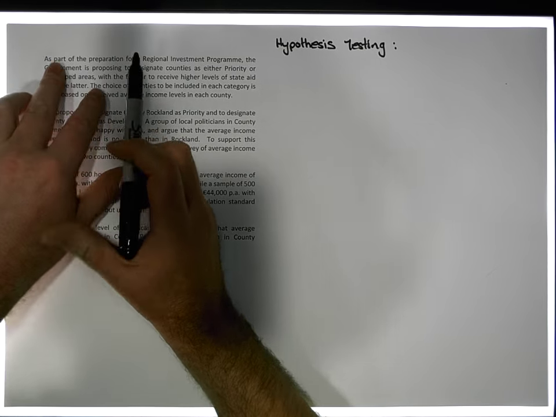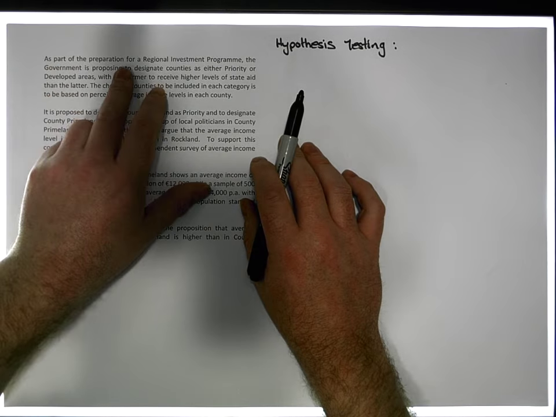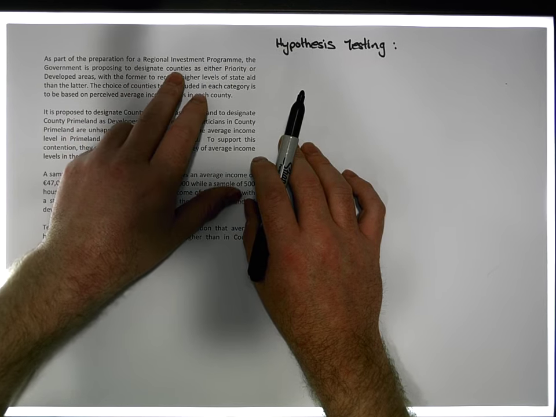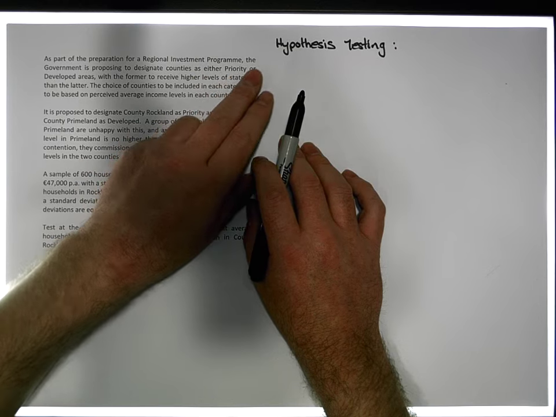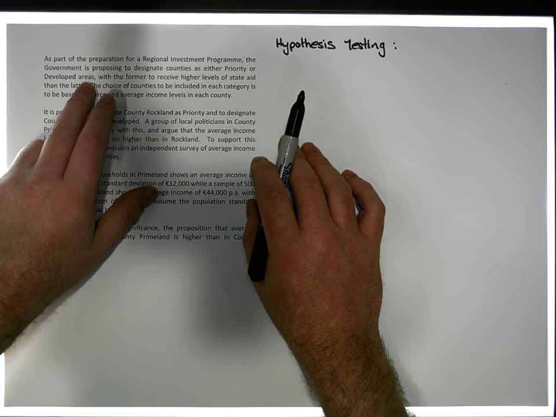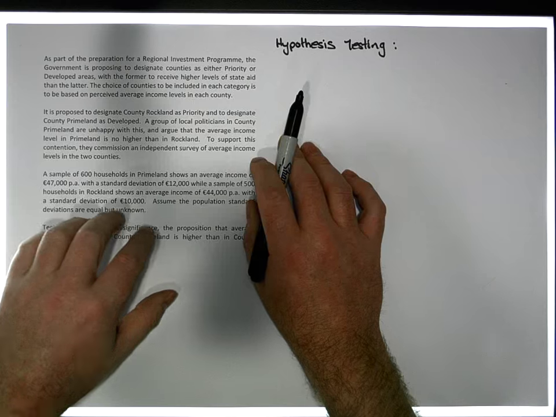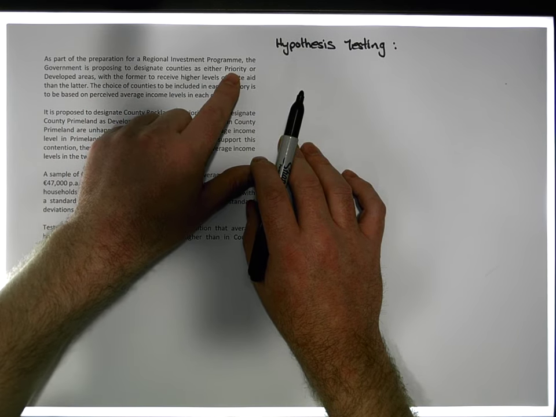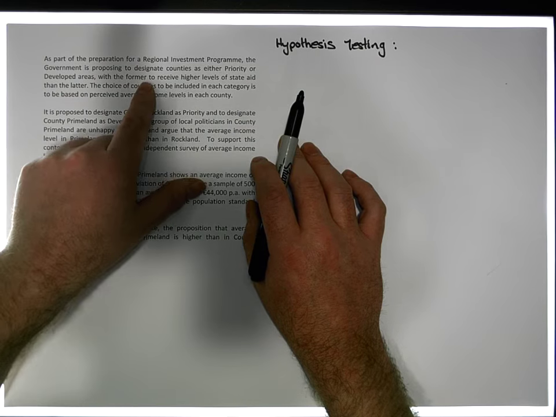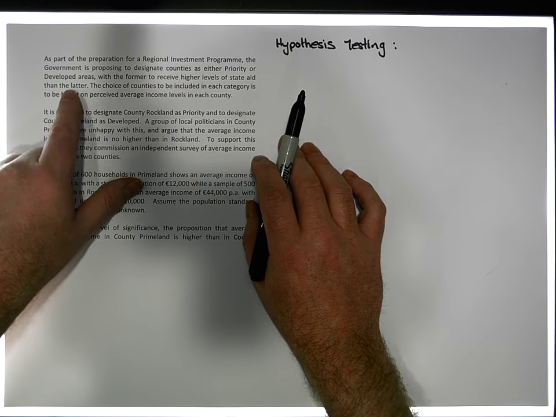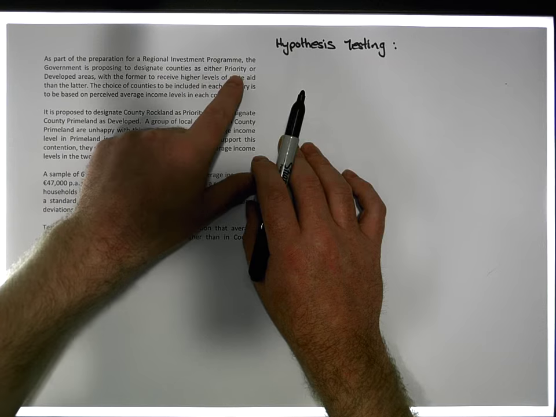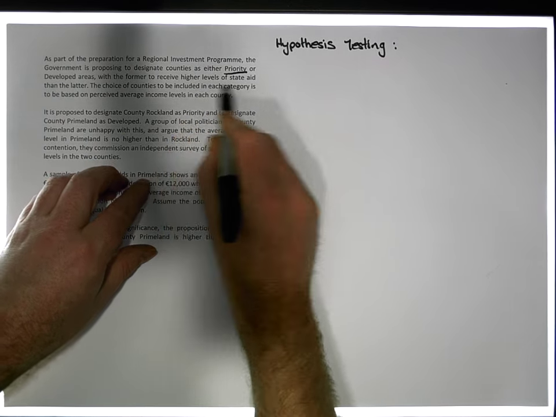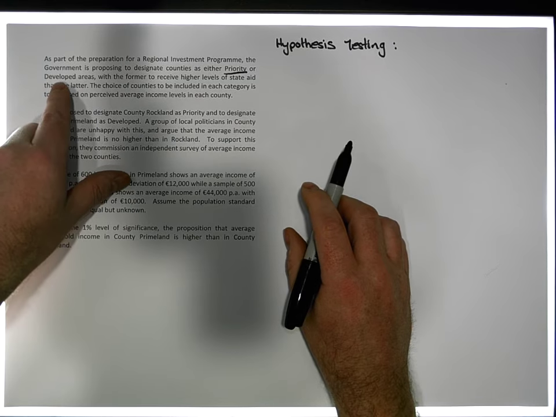It says this: as part of the preparation for a regional investment programme, the government is proposing to designate counties as either priority or developed areas. So the government within Ireland is planning on designating particular counties as either priority or developed, with the former to receive higher levels of state aid than the latter. The former meaning priority, with priority counties receiving higher levels of state aid than the latter, the developed areas.